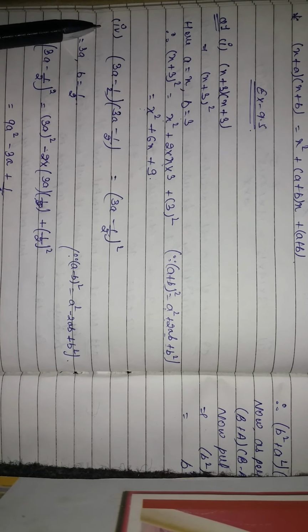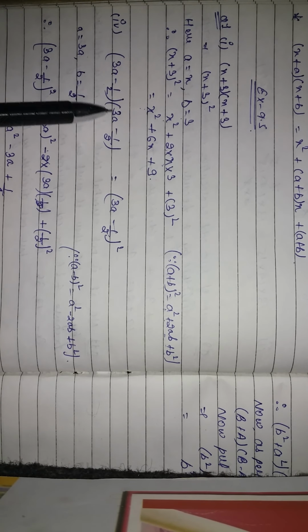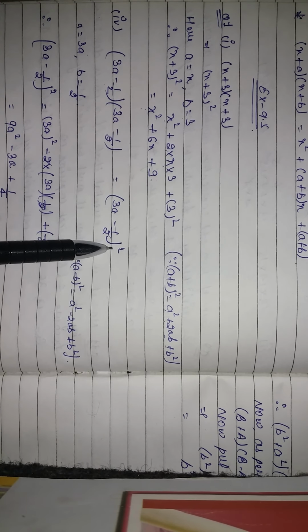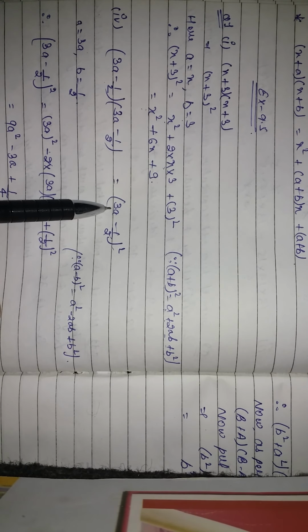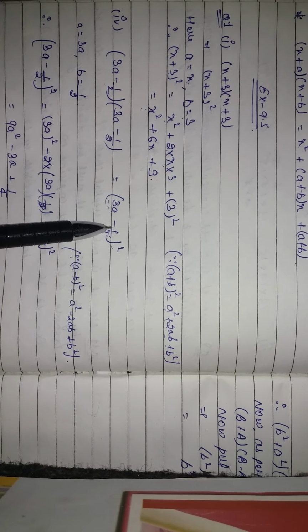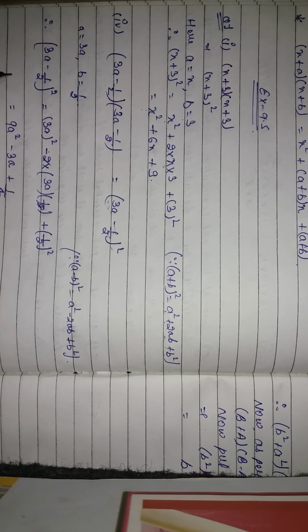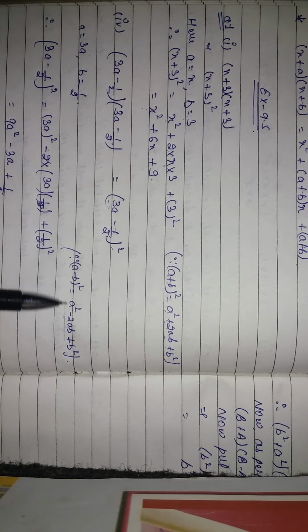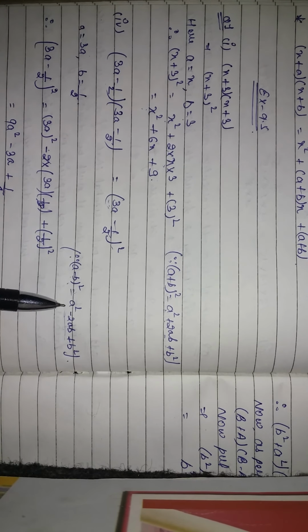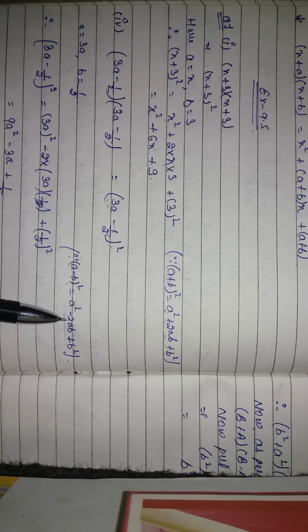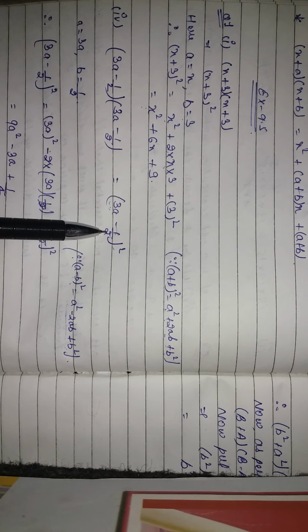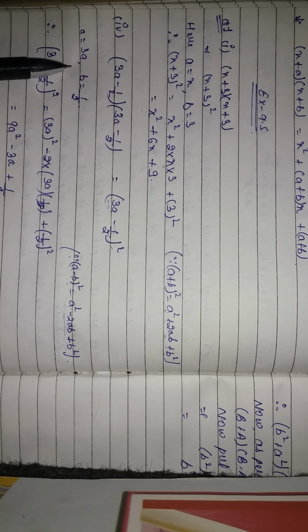Coming to the fourth part, (3a minus 1 upon 2)(3a minus 1 upon 2). Then again it can be written as (3a minus 1 upon 2) whole square. Now here the value of a is 3a and the value of b is 1 upon 2. Therefore again using this identity, (a minus b) whole square is a square minus 2ab plus b square. Write down the values: a is 3a, b is 1 upon 2.